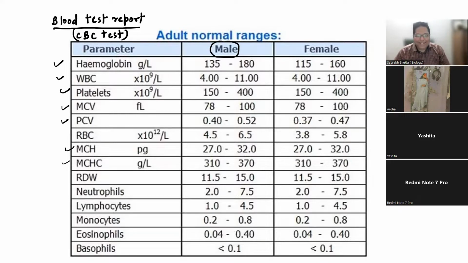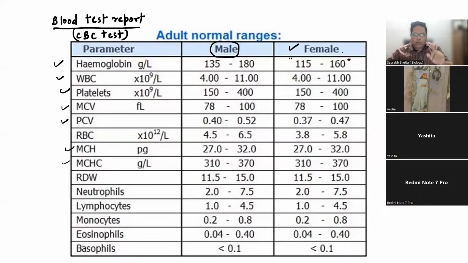Okay. So child, the nature of hemoglobin is 135 to 180 grams per liter in the case of male, and in the case of female, 115 to 160. So Arwa, can we say these values fall under the normal range in male and female?